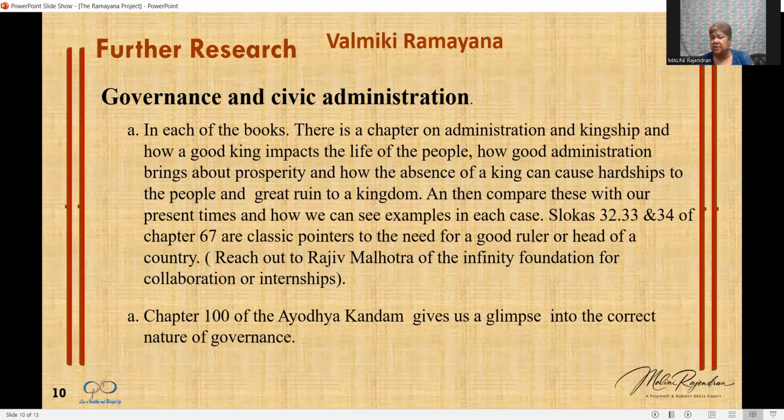In fact, in chapter 100 of the Ayodhya Kandam, there is a very clear outline of what governance is all about. When you read some of those chapters, I am sure, since this was written many, many years before Chanakya wrote the Arthashastra and the Kama Sutra, reading through those chapters, I felt I was actually reading parts of the Arthashastra and the Kama Sutra of Chanakya. So this seminal magnum opus is the foundation on which so many future theories and philosophies have emerged.